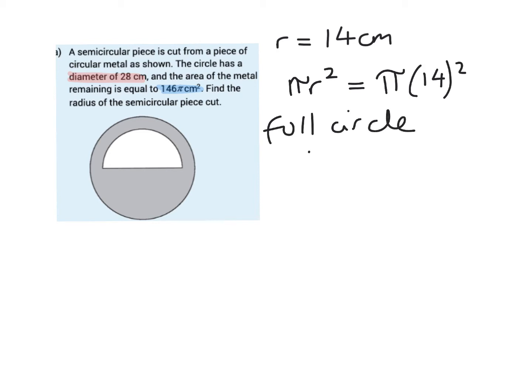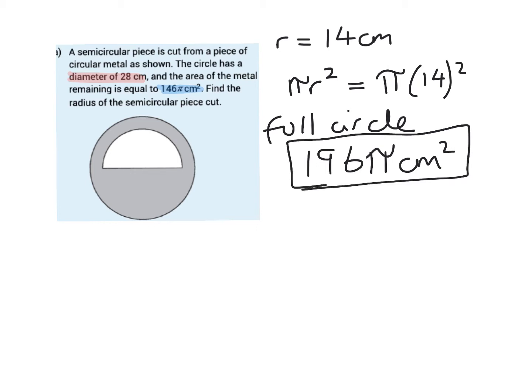And when I do that, I get 196. Just write in terms of pi for now, they didn't tell us anything else. And you can see that the area of the metal remaining is in terms of pi. So 196 pi cm squared. Okay, perfect. We're going to use that for the moment.